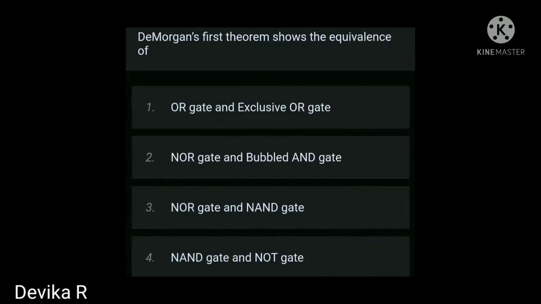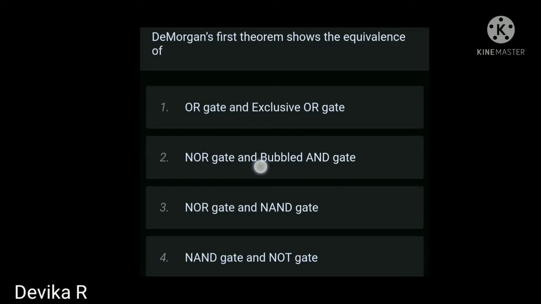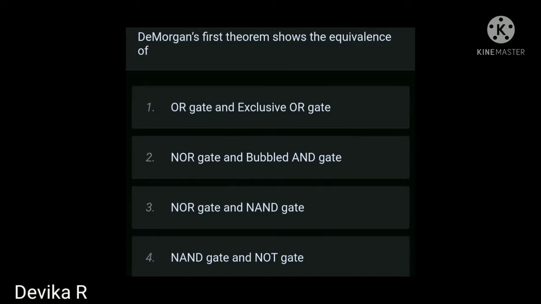Okay, the next one. De Morgan's first theorem shows the equivalence of... we all know De Morgan's theorem, but specifically they asked De Morgan's first theorem. What was that? A plus B the whole bar equals A bar dot B bar. It is in word format, right? A plus B the whole bar is a NOR gate, and the bubbled AND gate is the NAND gate. So the option is the second, NOR gate and the bubbled AND gate. The expression was A plus B the whole bar equals A bar dot B bar.